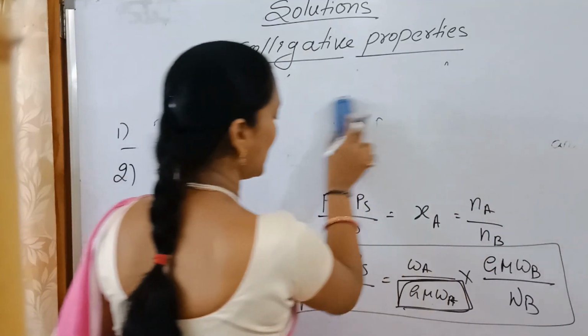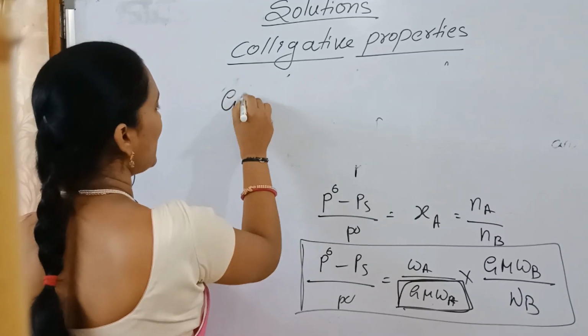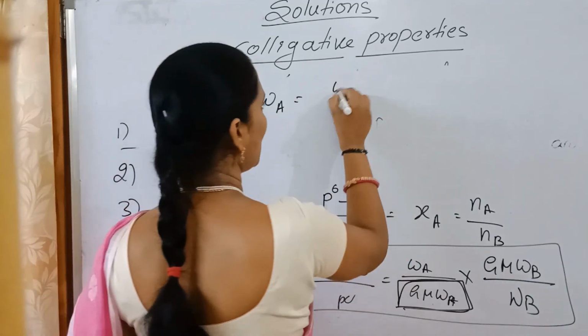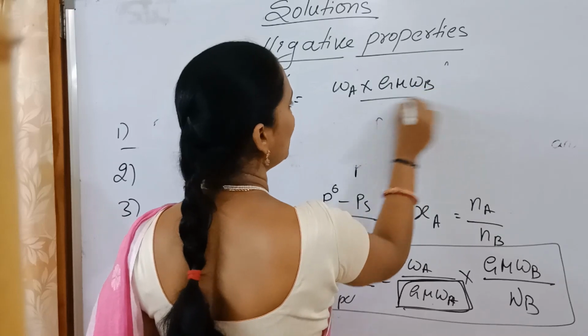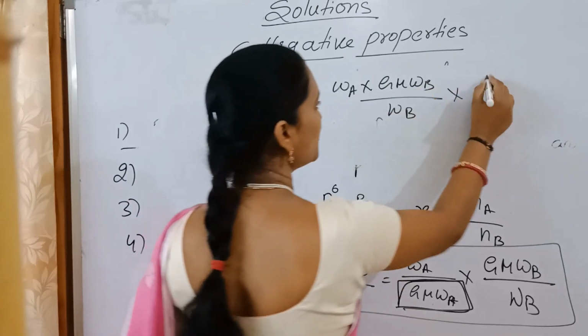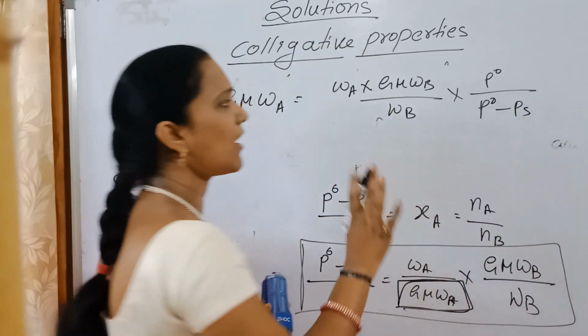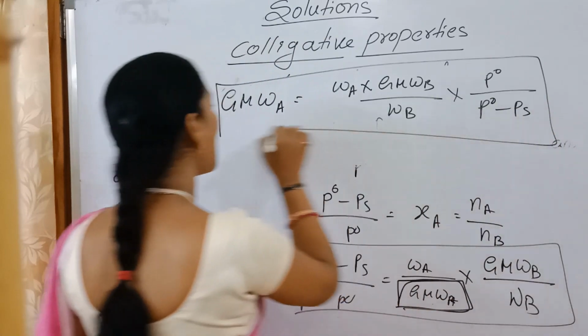Calculation of gram molecular mass. P naught, GMW. Gram molecular mass of solute is equal to, then shifting the remaining terms to that side, WA into GMWB by WB into P naught by P naught minus PS. Nothing but it is the RLVP. Then this is the formula used to calculate a gram molecular mass.